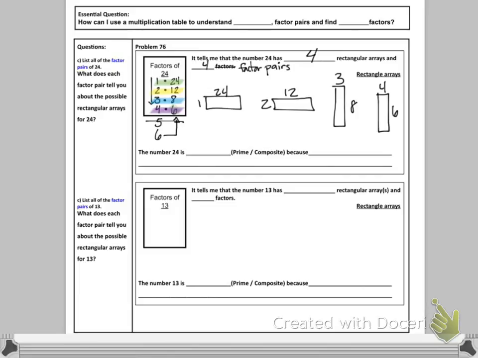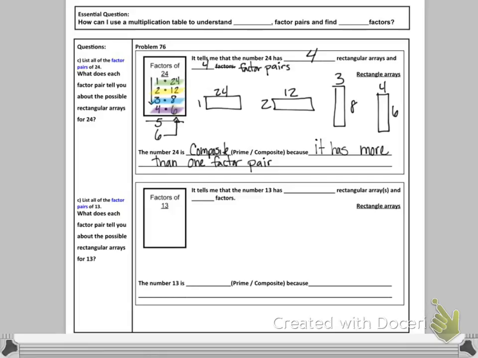The number 24 is going to be composite, not prime. It is going to be composite because it has more than one factor pair, or it has more than one rectangular array.